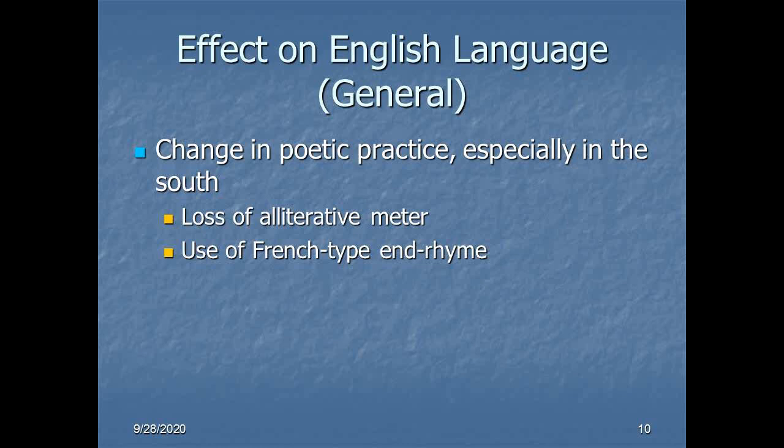If you want to do that, you probably have to look north, because in the north, alliteration continued. Scholars used to refer to much of the poetry of the 13th and 14th century in the north of England as the alliterative revival, but really it's more accurate to say that in the north, alliteration never really went away. But in the south, it did. Of course, the south is where London is. It's the center of political power.